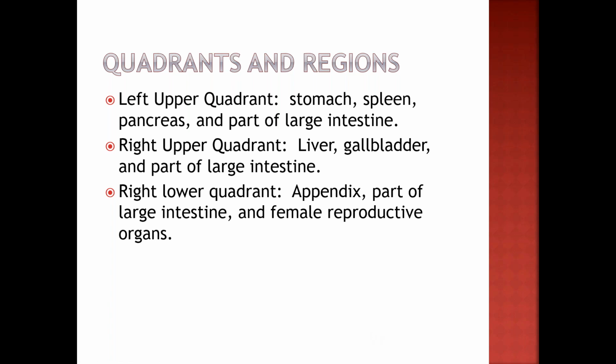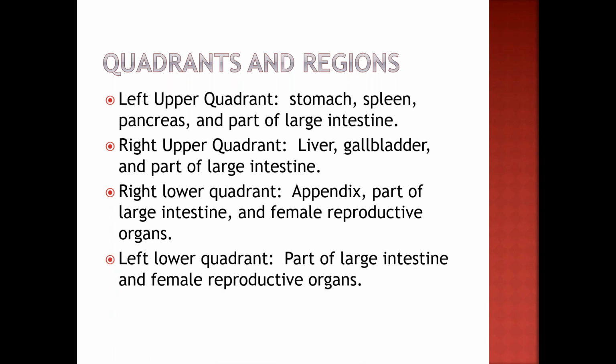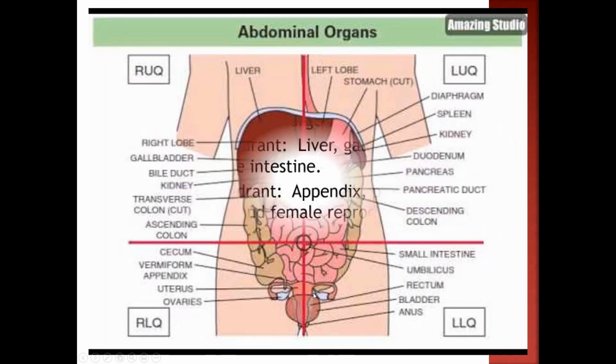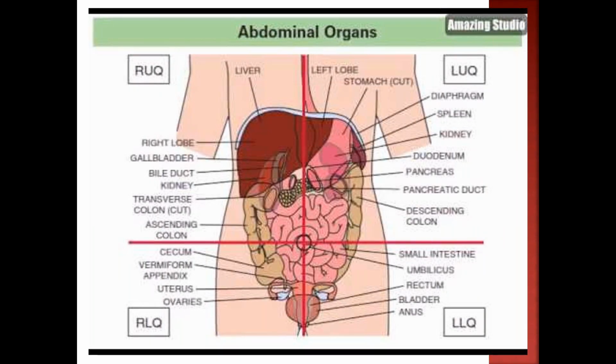Now with our right lower quadrant, our appendix, part of our large intestine, and then also the female reproductive organs. Left lower quadrant, part of the large intestine again, and then female reproductive organs as well. And we're going to dive into our OBGYN later on in a few weeks, so we're not going to spend too much time discussing the female and the male reproductive organs. So here we can see different pictures as far as the quadrant breakdown.